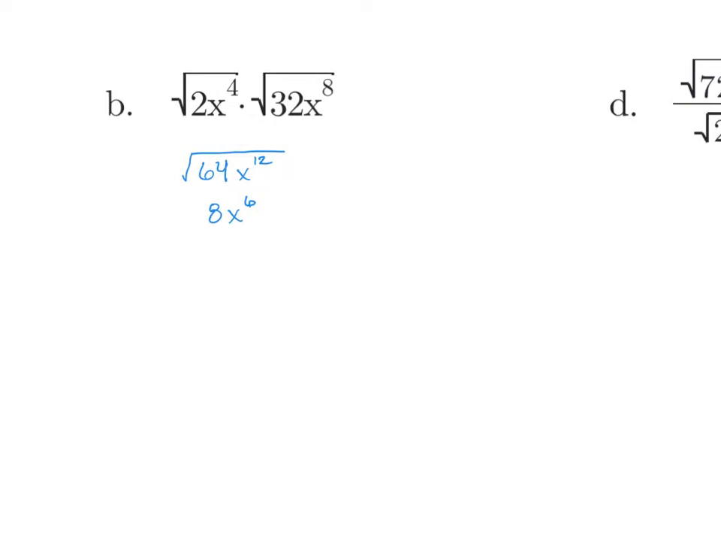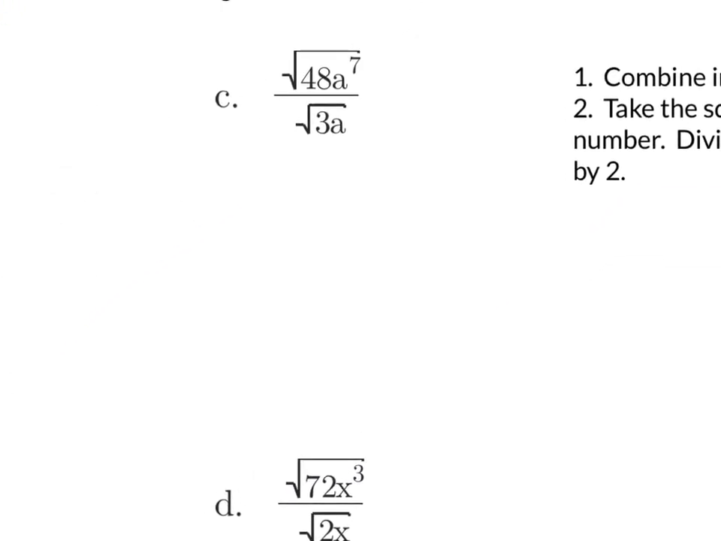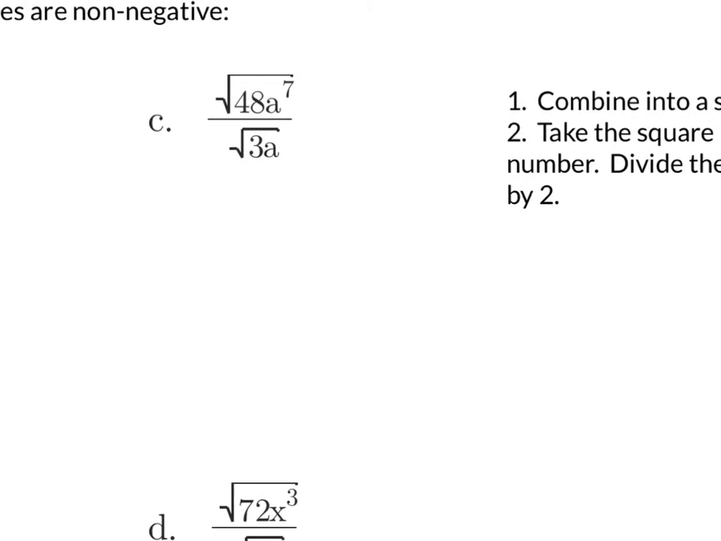All right, so that takes care of multiplying some radicals. So let's talk about dividing radicals. Same idea. If we combine into a single radical, we're going to divide our numbers. 48 divided by 3 is 16. A to the 7th over a to the 8th, we're going to subtract our exponents. We get a to the 6th.